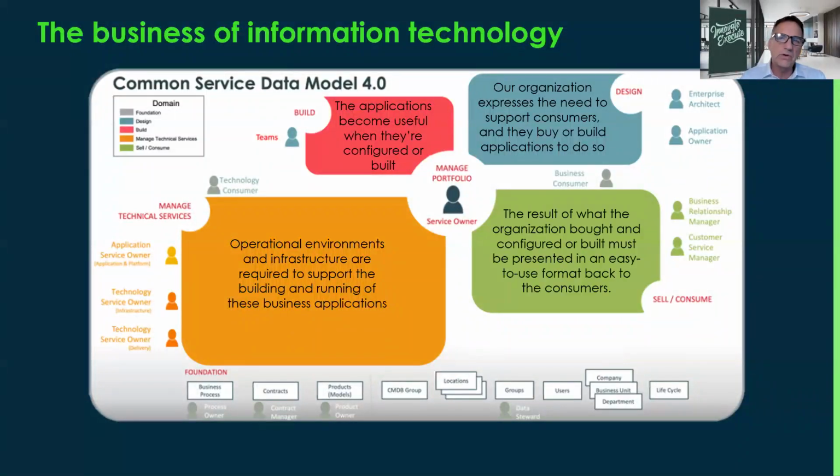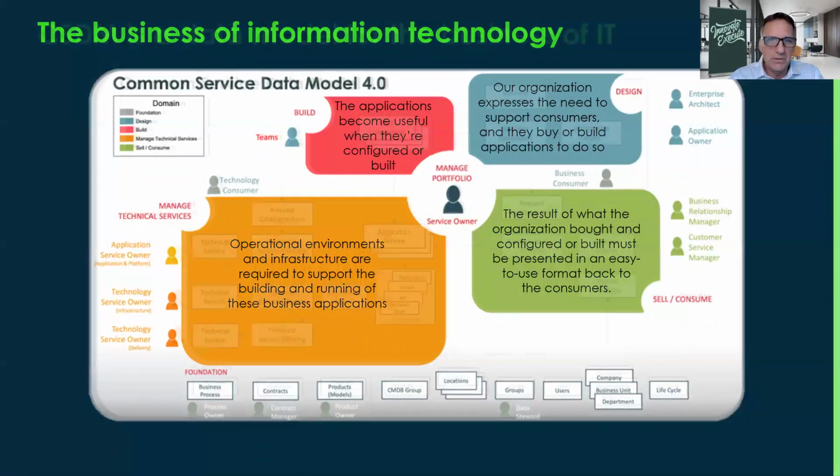And then when you go into the business domain, this is how you can take that thing that those enterprise architects and app owners bought. This is how you turn it into something that the business can now consume. And so what the common service data model is really focused on is the delivery of that service, in that way, right? Bringing it in and being able to support it.